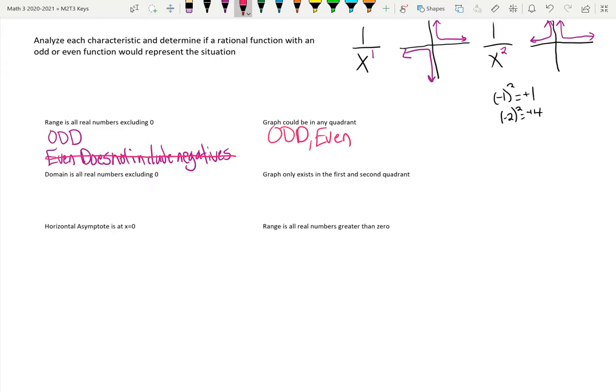Next up, the domain is all real numbers excluding 0. Domain is all real numbers. Well, they're negatives. If I look at my scan, boom, boom, boom, boom, going left to right, it only skips 0. It only skips 0. Therefore, it can be both.